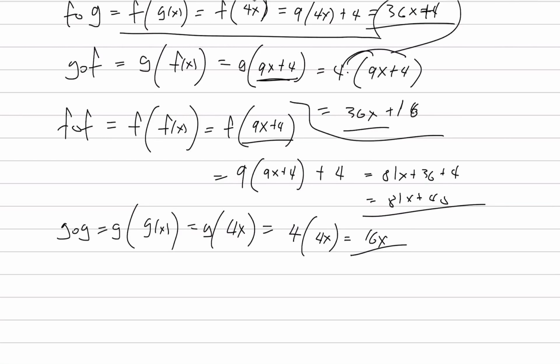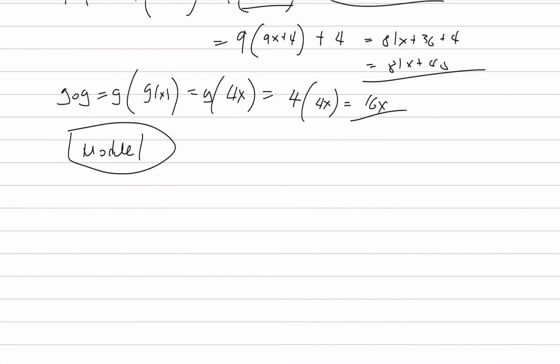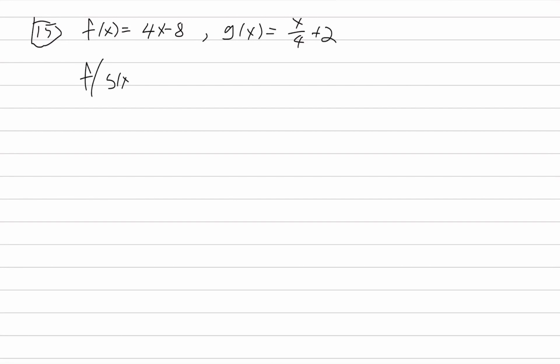So this is from module 1. Let's look at 15. 15 is very similar. Well, similarly, I have f of x given as 4x minus 8, g of x given as x over 4 plus 2. Find f of g of x. So f of g of x is the part 1.